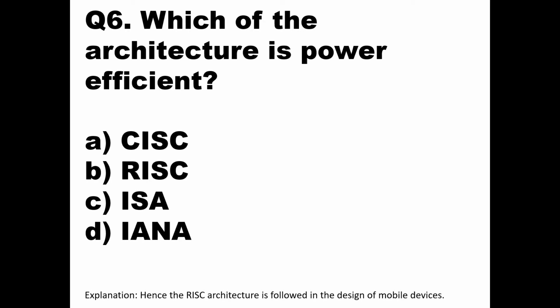Which of the architectures is power efficient? Obviously, the reduced instruction set, where the execution of instructions is done faster. The access time is faster and the instructions are very simple, so the power required is less. So obviously RISC is the one which is power efficient. It is efficient in power consumption, and therefore this architecture is very suitable for mobile devices where power matters a lot, which you provide through a battery.